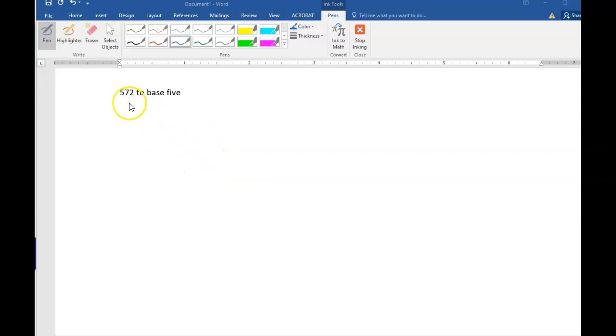Let's look at how to convert from base 10 to a different base. In this case, we're converting to base 5. So what we're going to do is look at 572, and basically we're going to constantly divide by 5, because that's the base that we want to change it to.